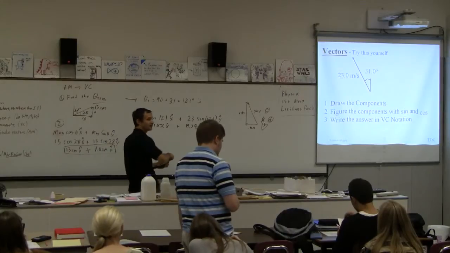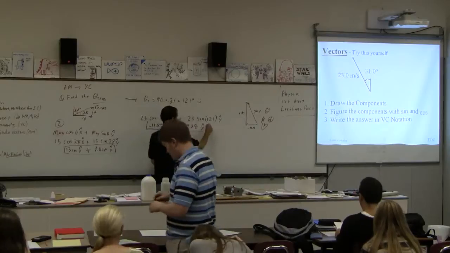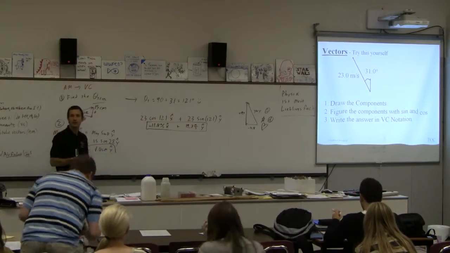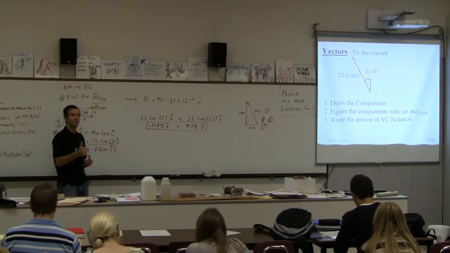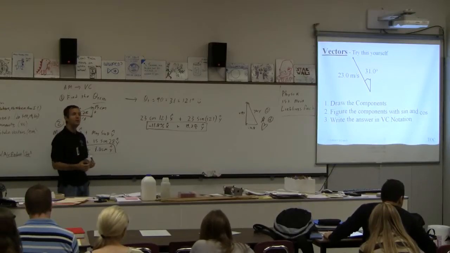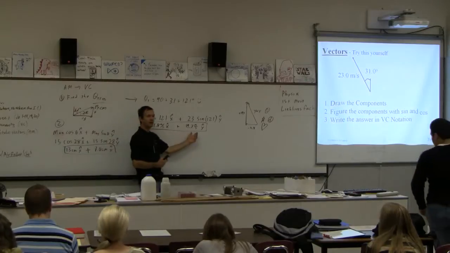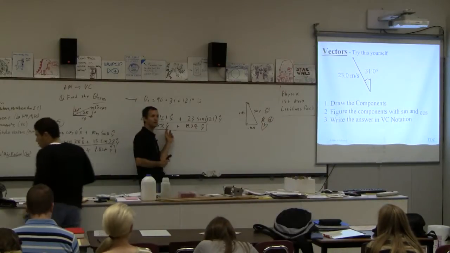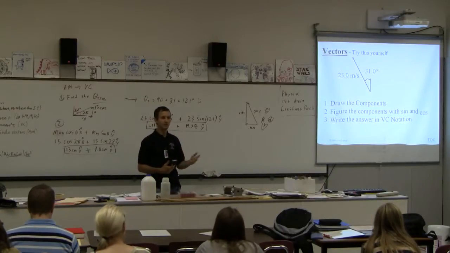Did you guys get an answer of minus 11.8 meters per second x, positive 19.7 meters per second y? Yes? There we go. Did you write it with the x component first and the y component later? Did you label the units? Did you put a little x hat like that? All of these things are things we're looking for in a good vector component.